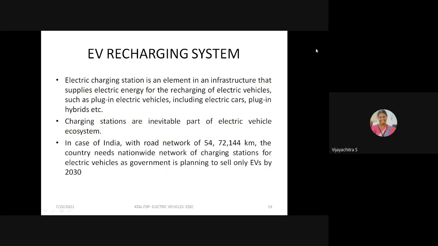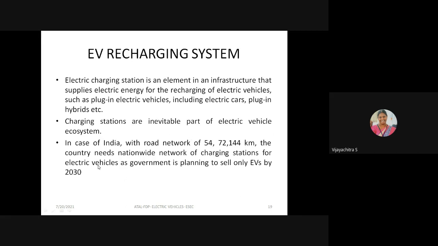An electric charging station is an element in any structure that supplies electric energy for the purpose of recharging any kind of electric vehicles, maybe plug-in electric vehicles, which include electric cars and plug-in hybrids, etc. It can provide both electric energy as well as recharging circuits. All these things are available only at the electric charging station, which is useful for any electric vehicle. So, for the safety and perfect operation of any electric vehicle, charging stations are a very inevitable part. This is the electric vehicle ecosystem. It can ensure error free, air pollution free control and monitoring, which is why we say it is a part of the electric vehicle ecosystem.